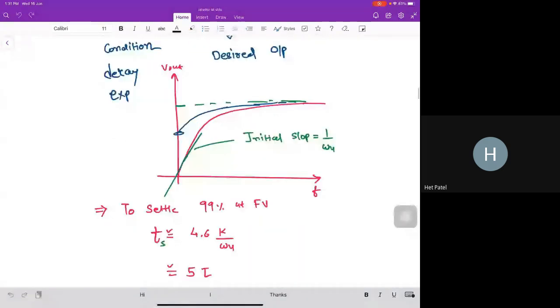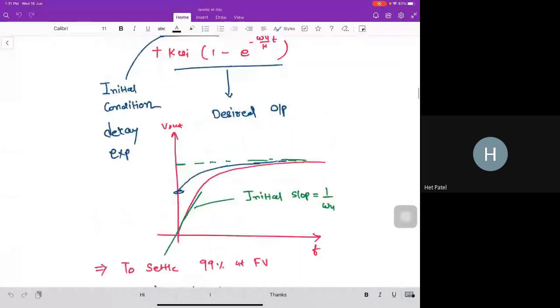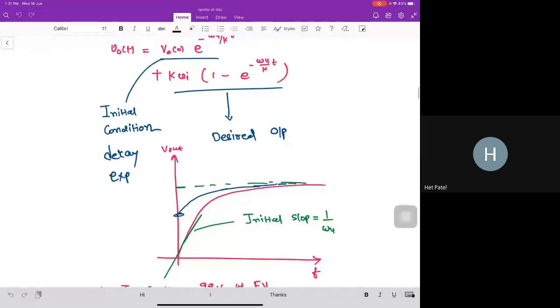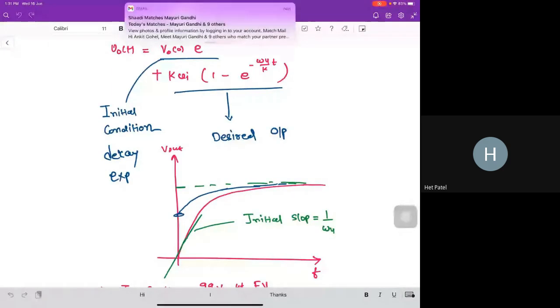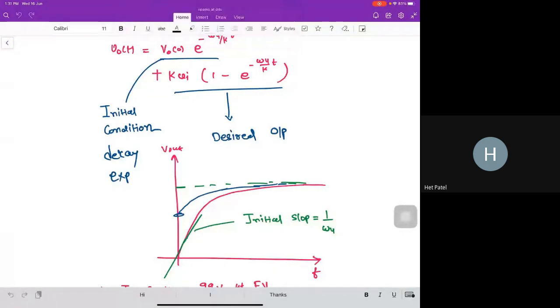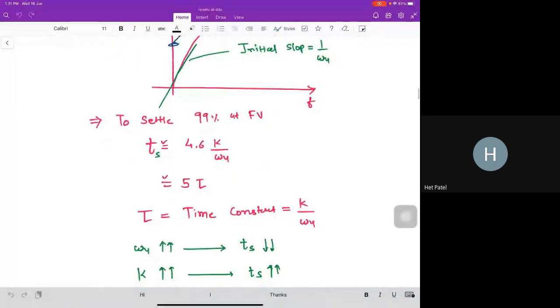And one more thing I want you to observe is that if you plot V output versus t, the initial slope is equal to 1 by omega u. That means that if your omega u, the integration rate, is higher, the initial slope is higher. It will reach the output very fast, and it will settle quickly. If you take the settling time to be generally 99% of the final value, around 4.6 tau, approximately 5 tau. So the time constant is k by omega u.